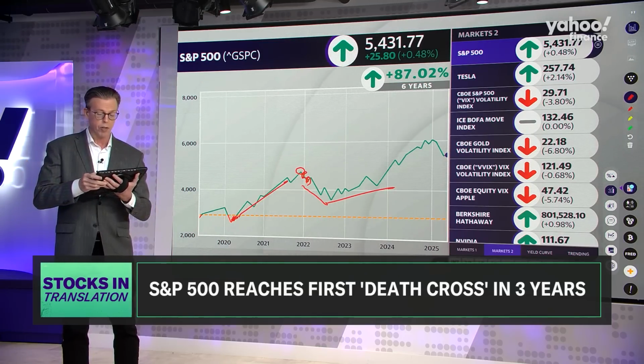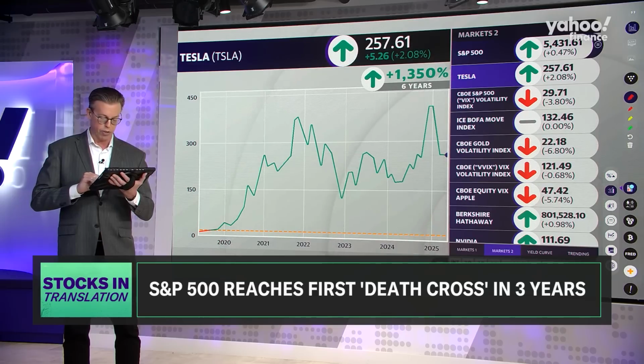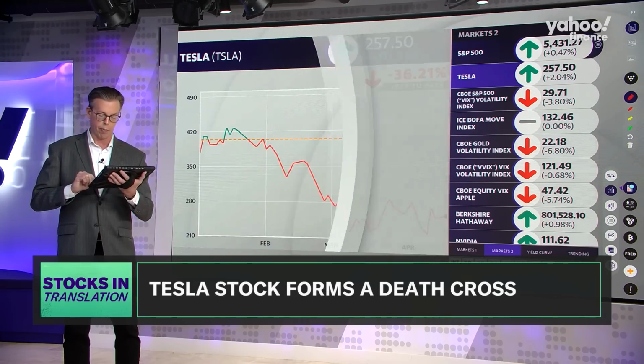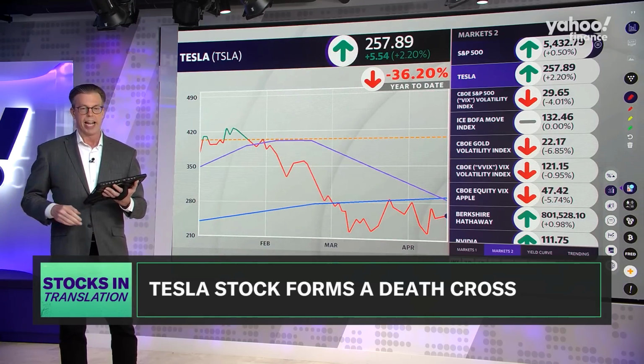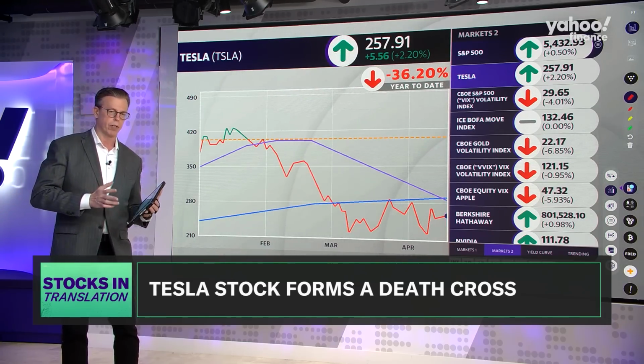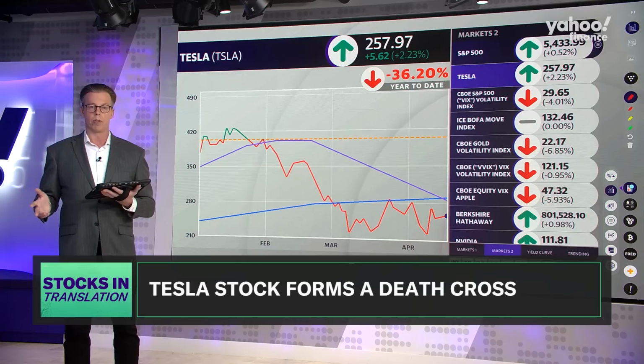We can also see in Tesla. Tesla just printed a very similar chart, very similar pattern. Its death cross activated only yesterday. And individual stocks trade a little bit differently than the indices. They tend to move a little bit quicker.